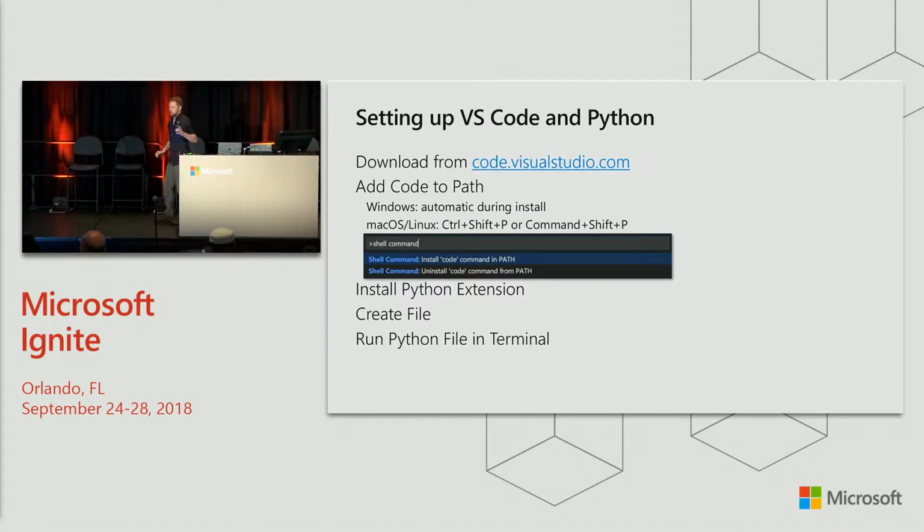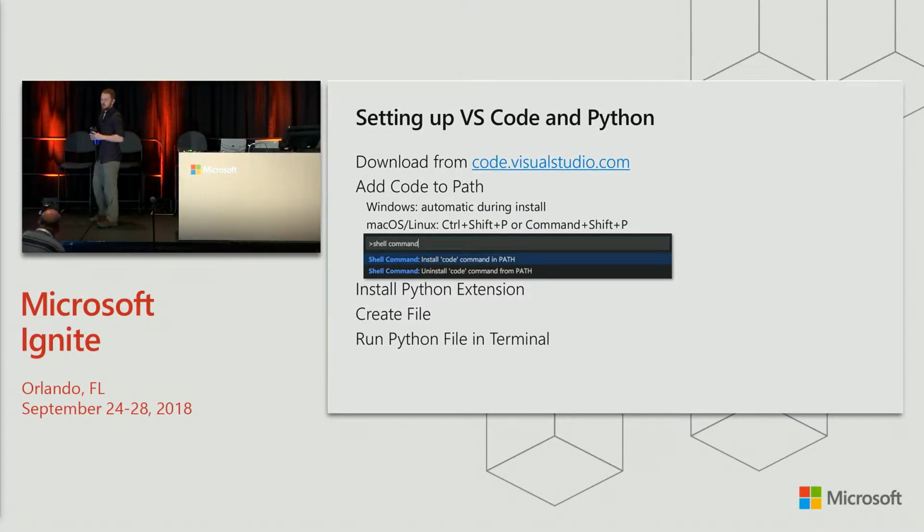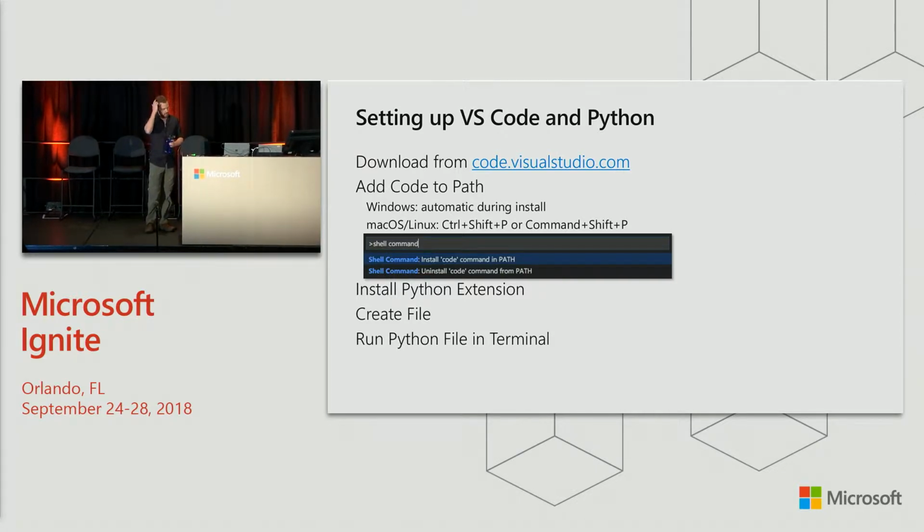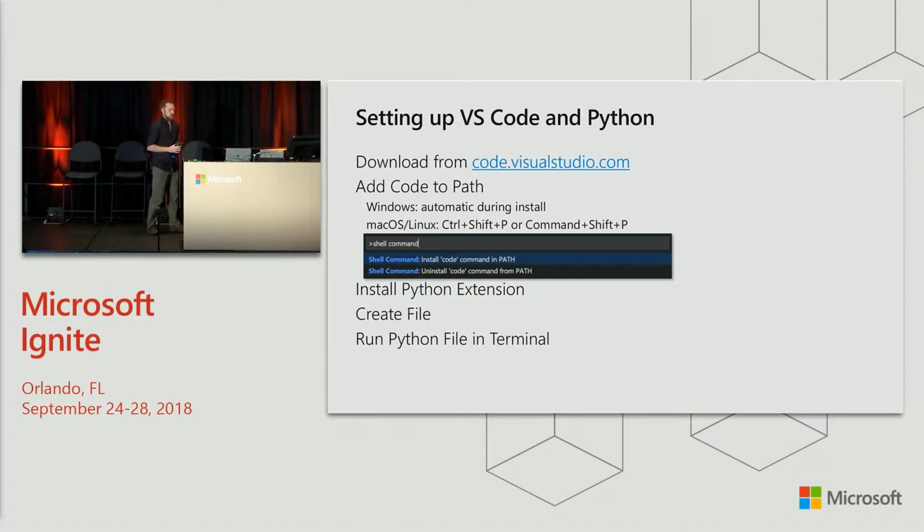So this is what we just saw. As I said, if you're on macOS or Linux, Control-Shift-P or Command-Shift-P to update your path variable to include code. Otherwise, it really does feel like Notepad on some really good steroids.